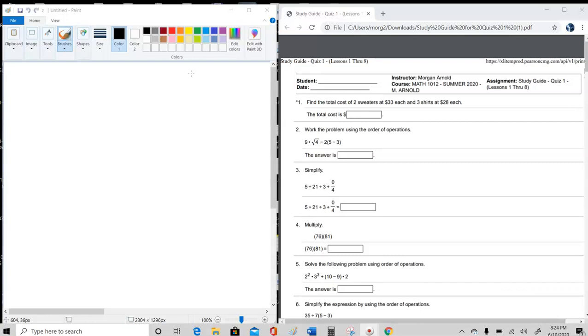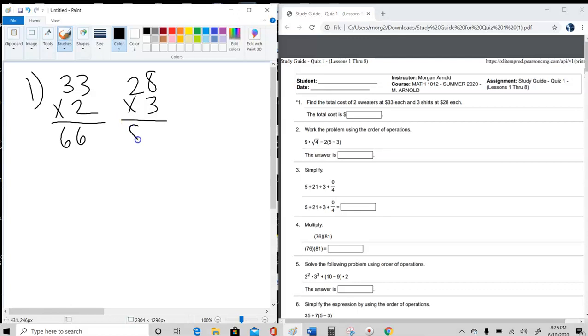Question 1, find the total cost of 2 sweaters at $33 each and 3 shirts at $28 each. Multiply 33 times 2 to get 66. And also multiply 28 by 3 to get 84. And total means add, so add your amounts together. And the final total cost is $150.